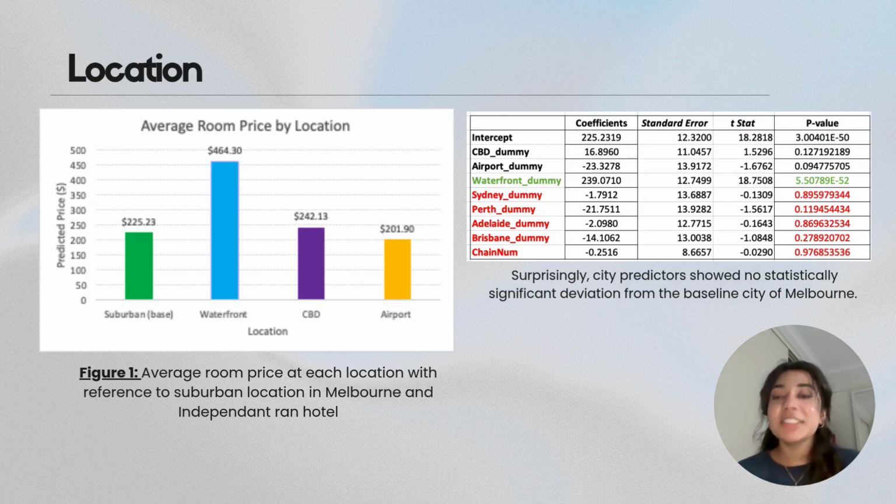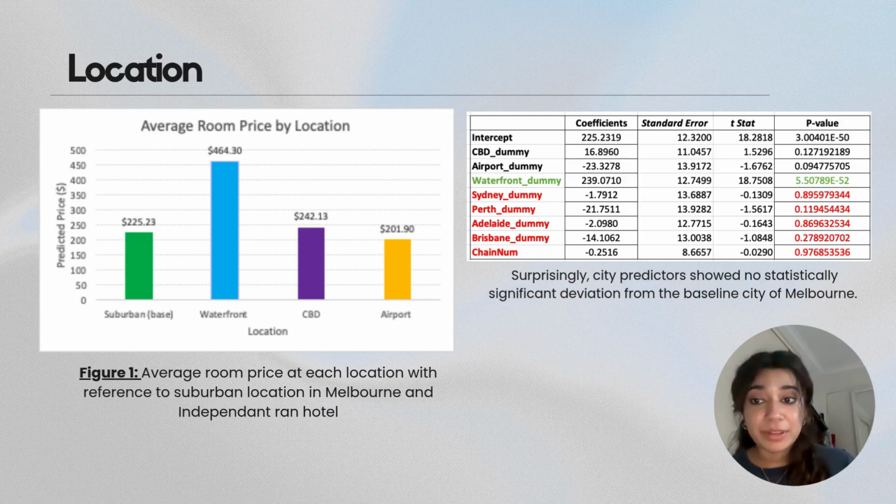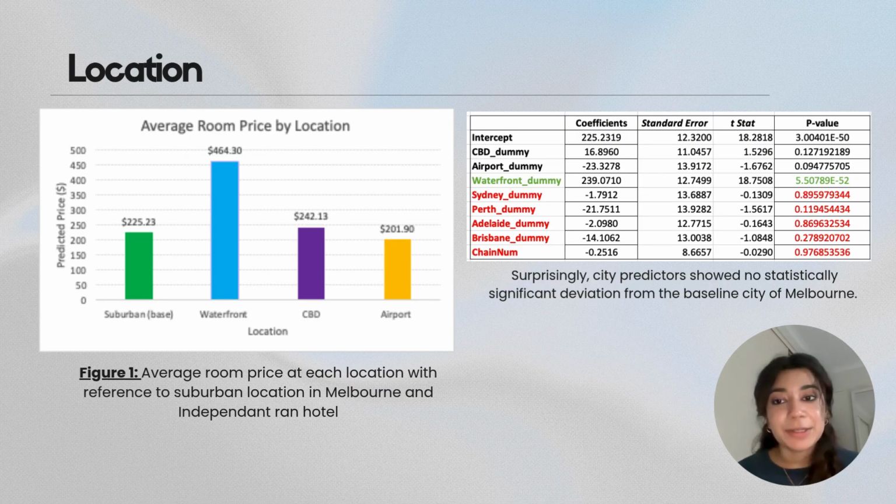However, what's just as interesting to note is what didn't influence. We expected city to play a key role in also influencing average room price. However, as the table on the right shows, all the p-values for our cities were not statistically significant. Consequently, in every single one of these cases, we failed to reject the null hypothesis. This means that there is no statistically significant difference between the prices in these cities in comparison to our base city of Melbourne. What this model ultimately reveals is that the micro-location within a capital city plays a more pivotal role in influencing hotel room price over the actual capital city it is located in.